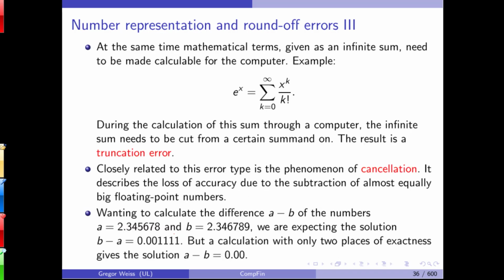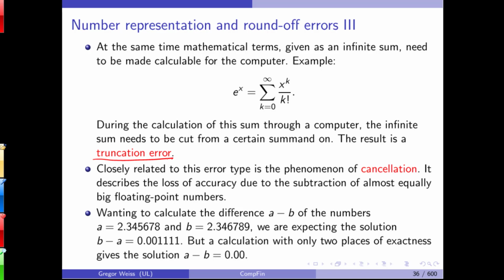Then, some mathematical expressions are given as an infinite sum, like the exponential function, and the computer, again, cannot work with such an infinite representation. It will need to cut off this infinite sum at some point, and then you get what is called a truncation error. This is also closely related to the phenomenon of cancellation.